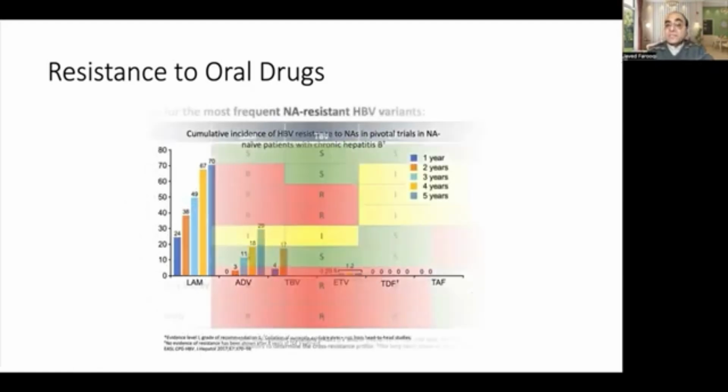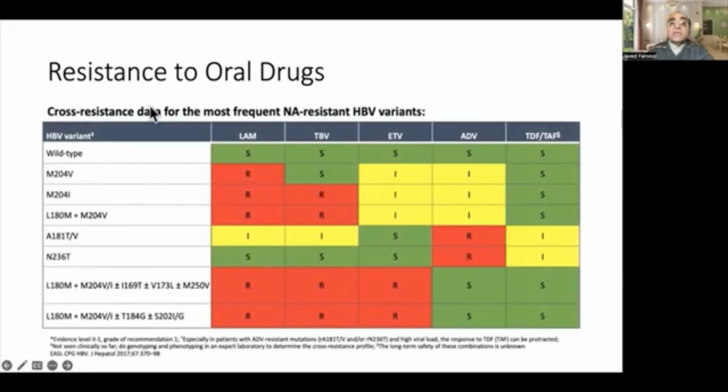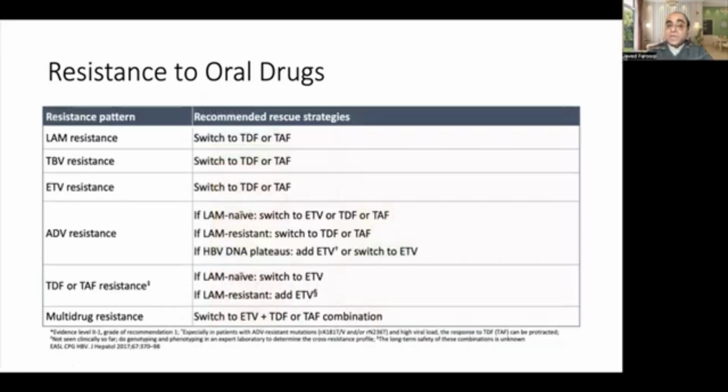This is what we already discussed. This is the cross-resistance data for the most frequent NA-resistant HBV strains. These are the different HBV variants, and these are lamivudine, telbivudine, entecavir, adefovir, TDF, and TAF, and this is how they cross-react with one another.